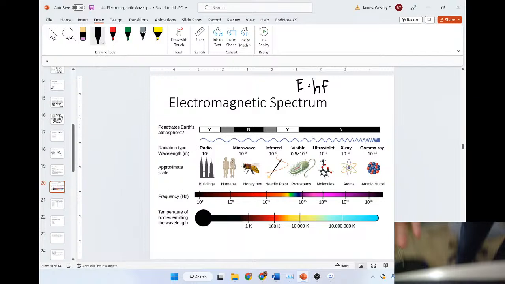Everything to the right of visible, we get ultraviolet. That's what the sun emits. Ultraviolet rays, that's what gives you a tan. I'm sure you are familiar at this point. If you tan too much, you are at a higher risk of skin cancer. Why? Ultraviolet rays have more energy than visible light. They're a little bit more energetic than that. They're more likely to damage the DNA molecules, cancer cells, and so on and so forth.